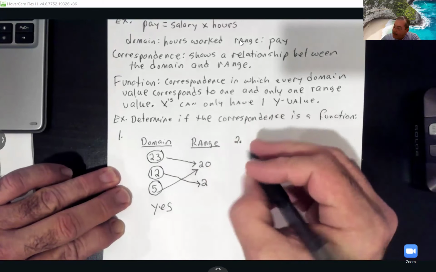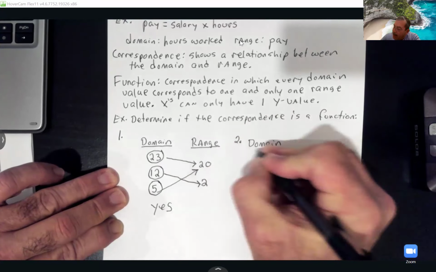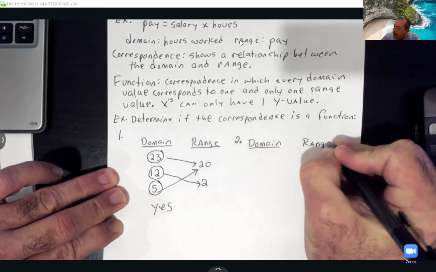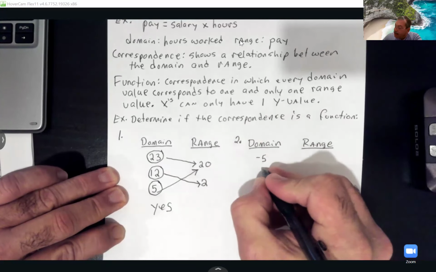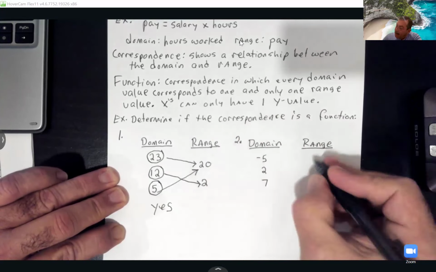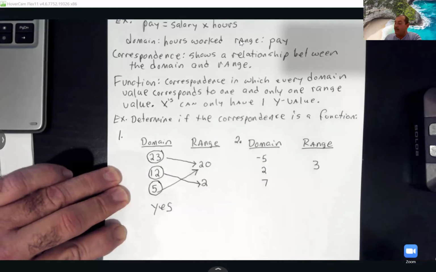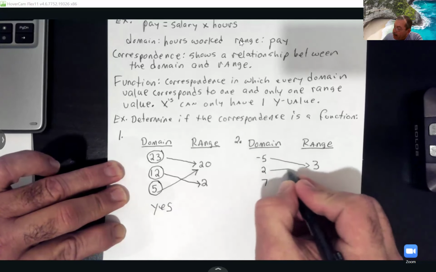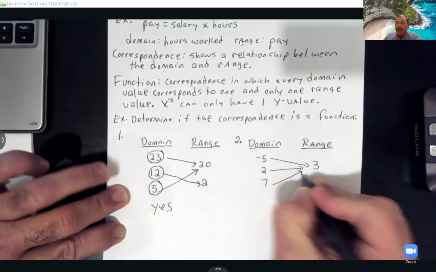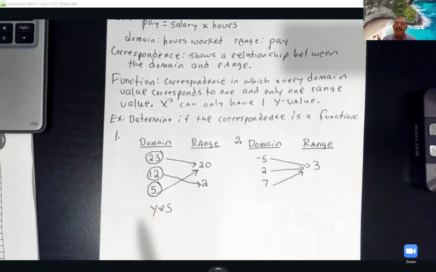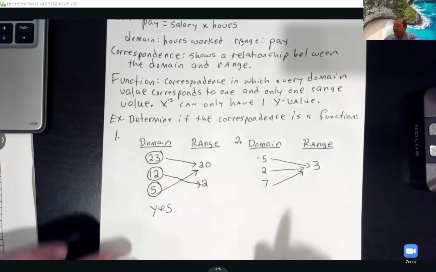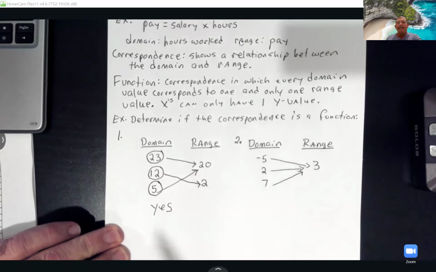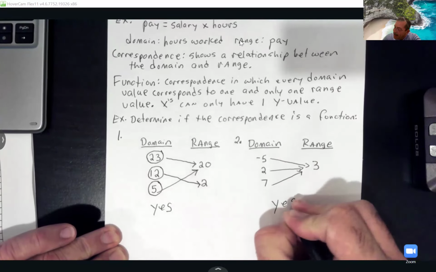All right, y'all, so number 2, same thing. We'll have a domain and a range. So my domain is -5, 2, and 7. And then only got one number in the range, which is a 3. So all 3 of these point to the 3. So do y'all want to guess on this one? Is that a function or not? Yes, definitely. Because each domain member only had one range. There you go. So that is definitely a yes.